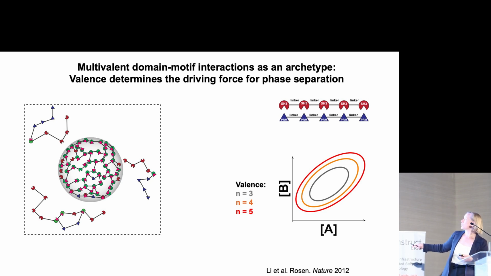And you can see that for a valence of 3, the gray line, you need higher combined concentrations of A and B to make this happen and to get droplets. And if you have a valence of 4 or 5, you need a lower concentration. So the valence and the interaction strength of these different motifs for each other really determine the driving force for phase separation. So this is pretty well understood.